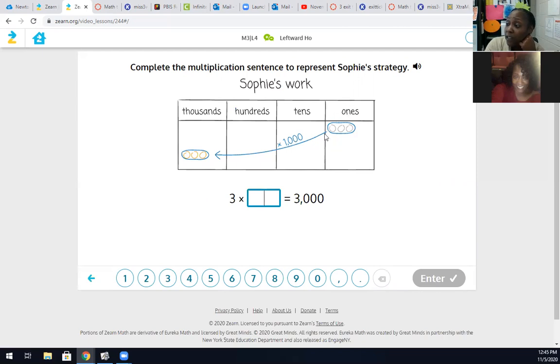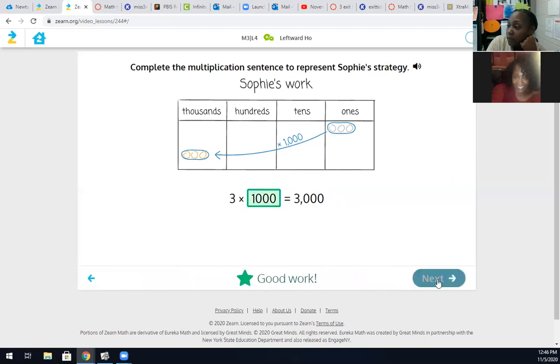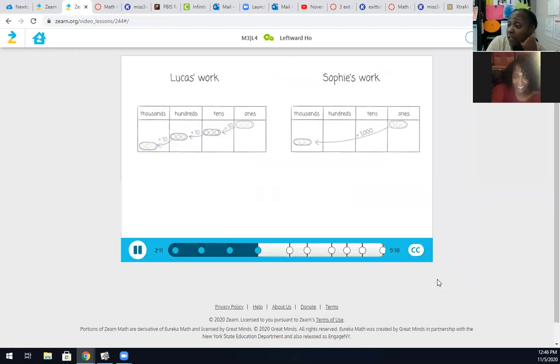Sophie just did one thing. She did 3 times what? 1,000. And see, those are the same thing. Lucas, I took 3 ones and multiplied that times 10. Then times 10 again 2 more times to get 3,000. So my work shows the equation 3 times 10 times 10 times 10 equals 3,000.